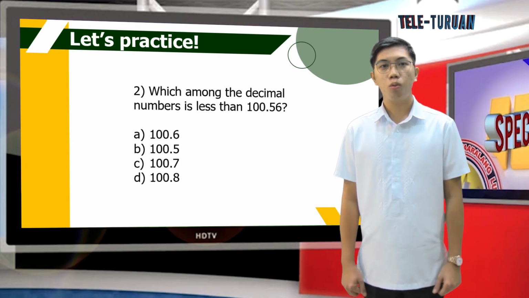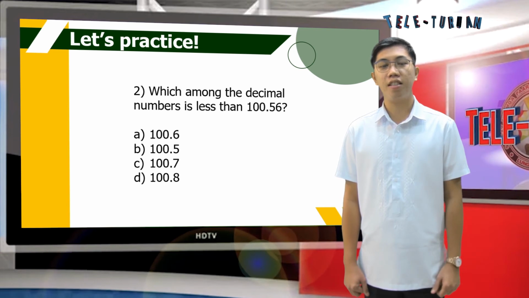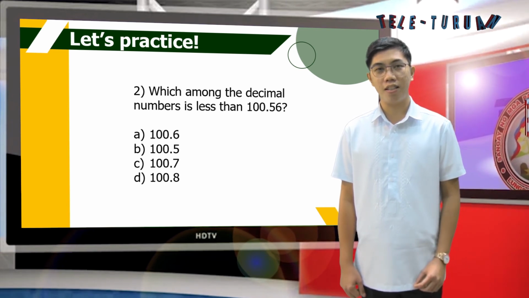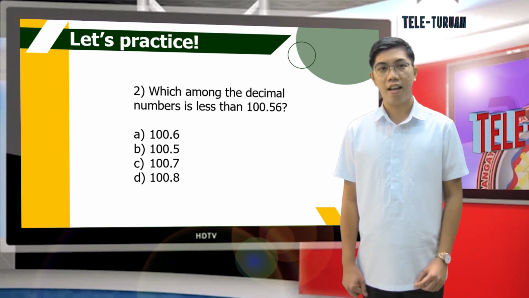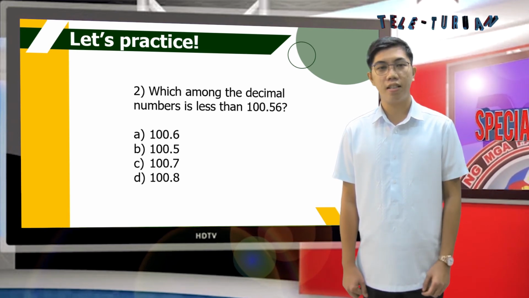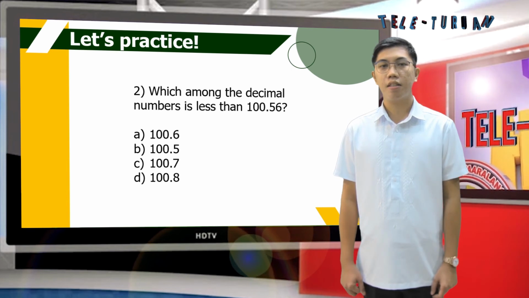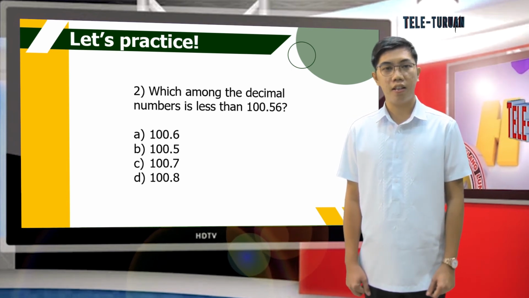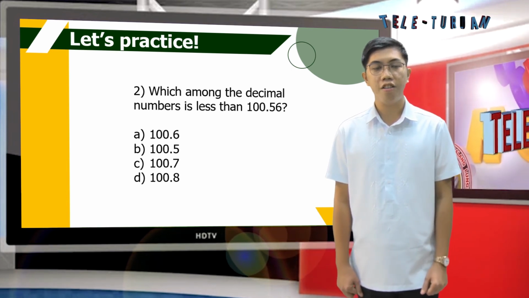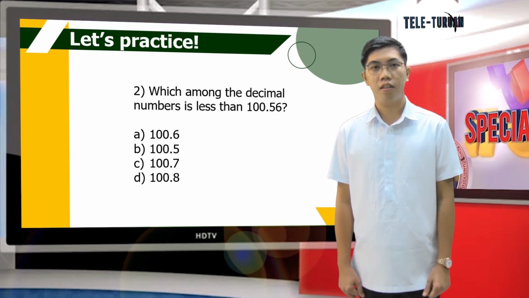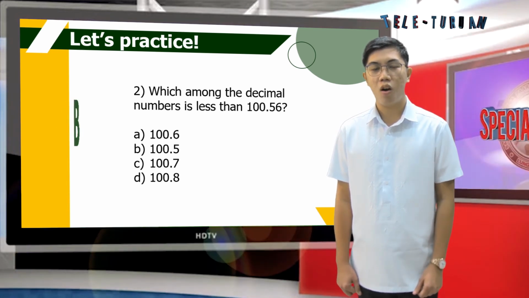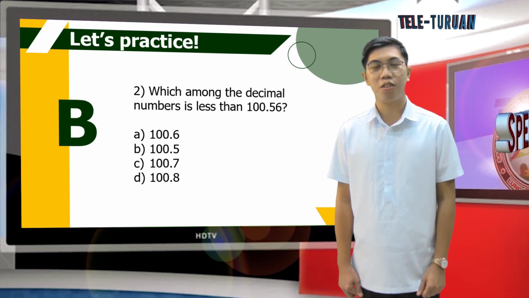Number 2, which among the decimal numbers is less than 156 hundredths? A, 106 tenths, B, 105 tenths, C, 107 tenths, or D, 108 tenths. The answer is B, 105 tenths. Correct.